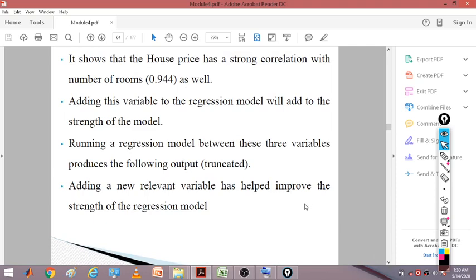Now it shows that house price has a strong relationship with the number of rooms. We have got the R value as 0.944. So adding the variable to the regression model adds strength to the model. Previously, with only one feature, we had 79% of variance, and now we are having 94% of variance. This is saying we are having a very strong relationship. Now running a regression model between these three variables produces the output.